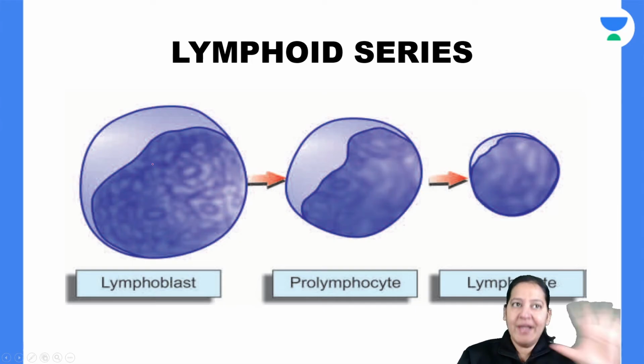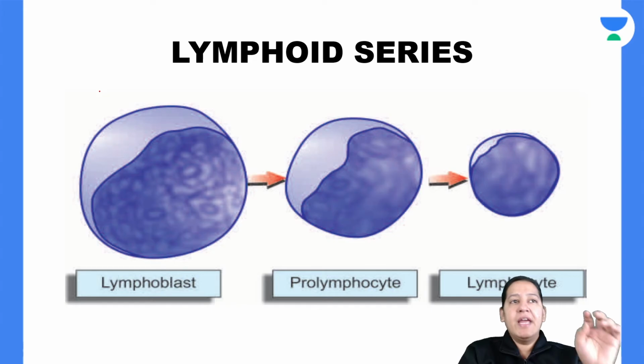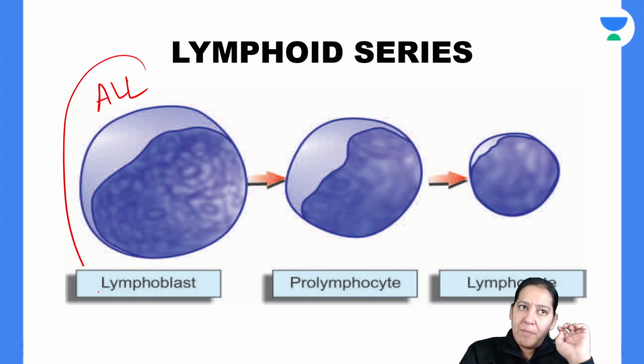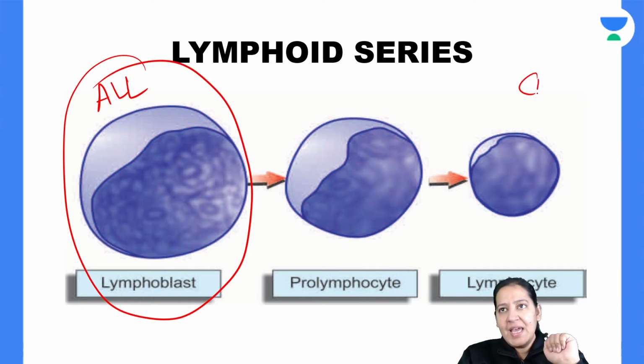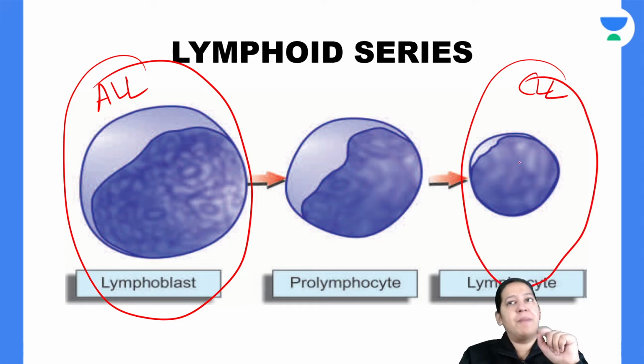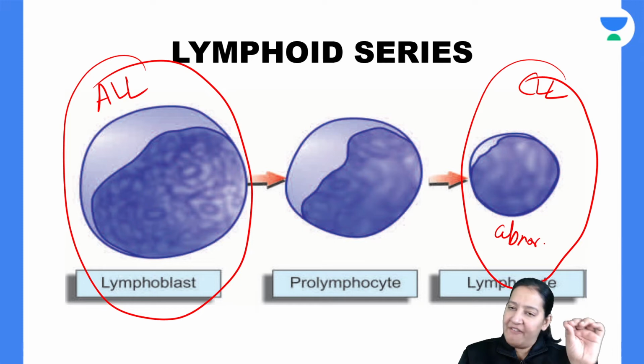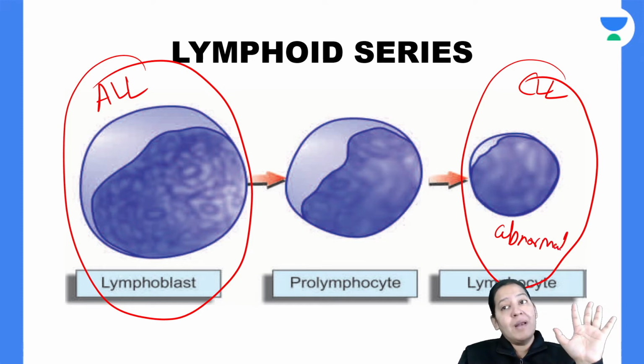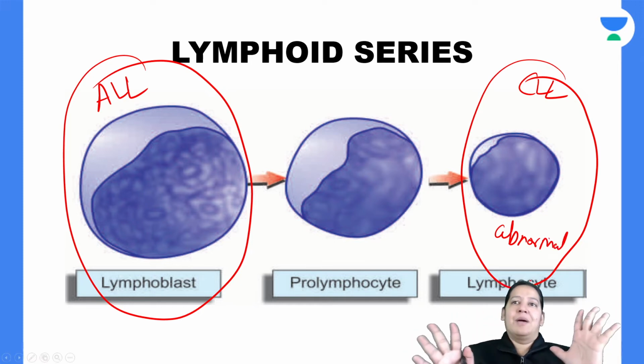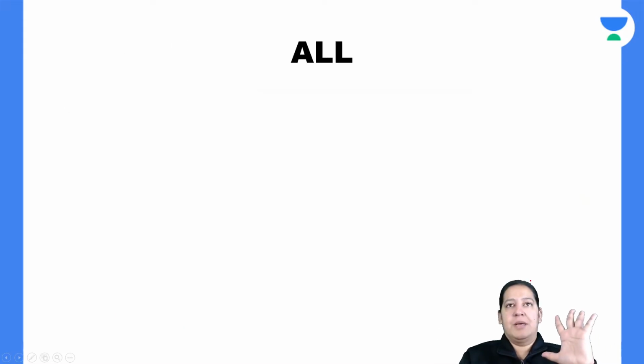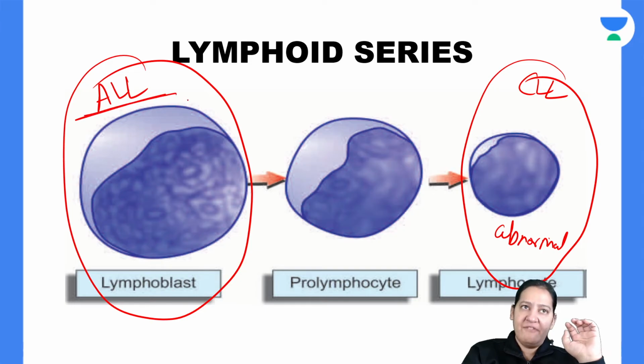So my point is that we have two types of lymphoid leukemia. Among the two types, in ALL, lymphoblast will come in the blood, and in CLL, mature lymphocyte, but it is abnormal. It is not normal like me, like you, like every normal human being. It is an abnormal lymphocyte which will come in the blood. So this is the summary. Everyone give me a thumbs up if you got it. So I will show you the diagram of ALL first, then CLL.